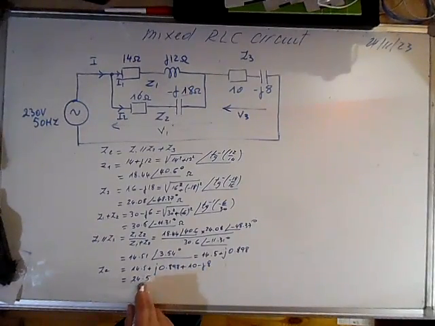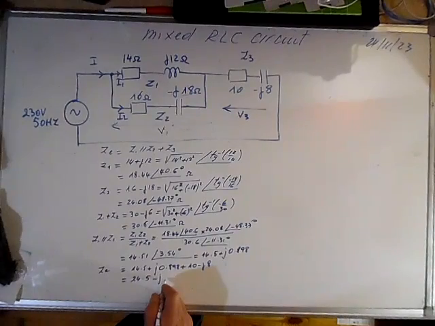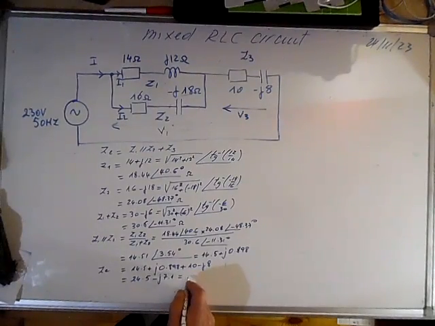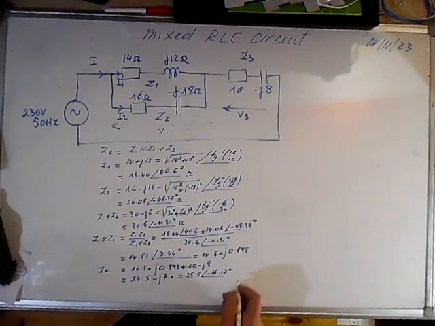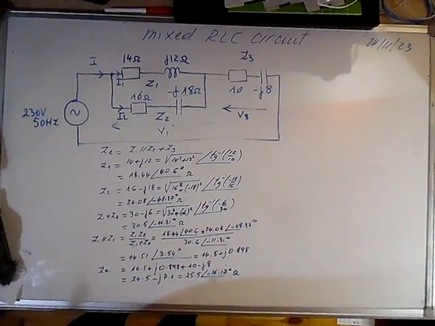24.5 minus j7.1, and the polar form is 25.5, argument minus 16.17 degrees. This is the equivalent impedance.